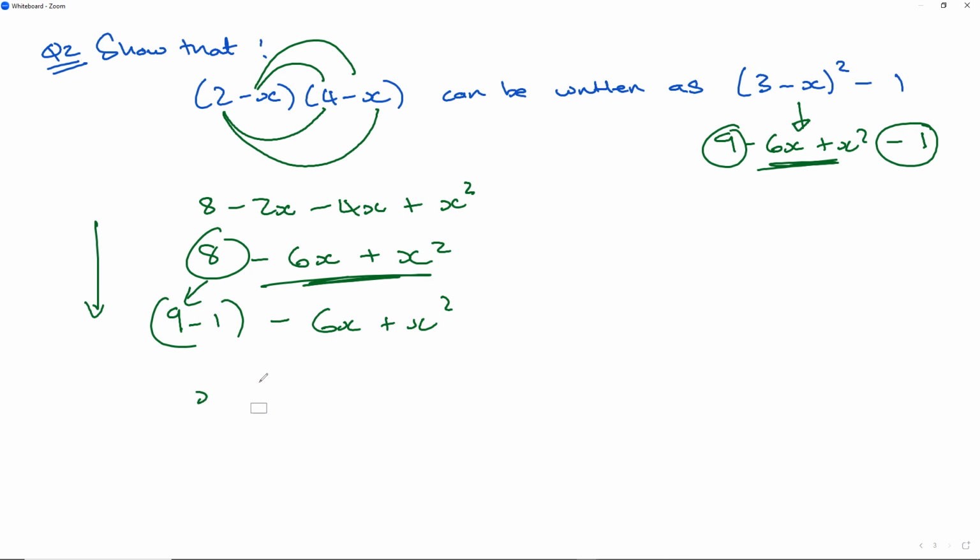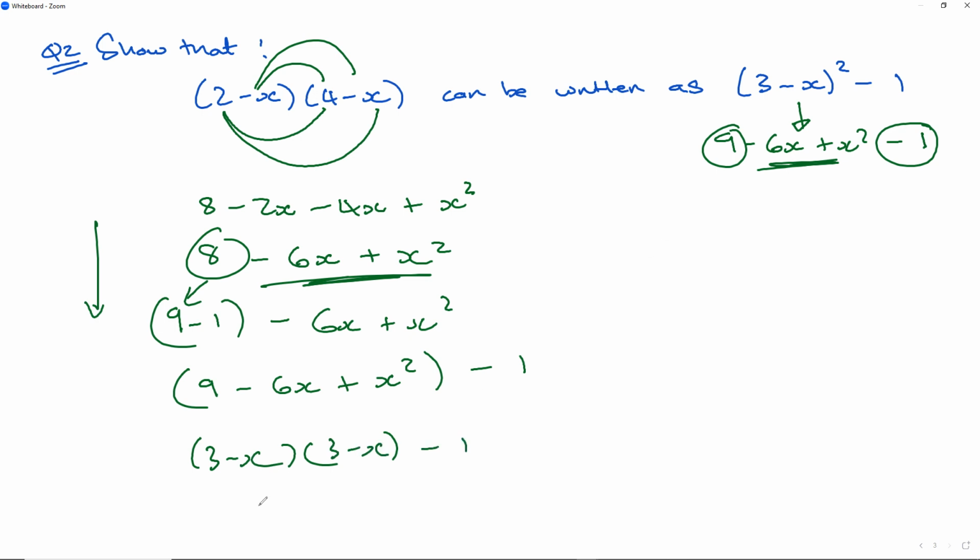Regroup it and write 9 minus 6x plus x squared in a bracket. Put the -1 at the end. And then factorize it as (3 minus x) squared. You already kind of know it's going to end up there. So you can add a line if you want. But technically, that's going to be done now from me. Okay. All right, let's go to the next one now.